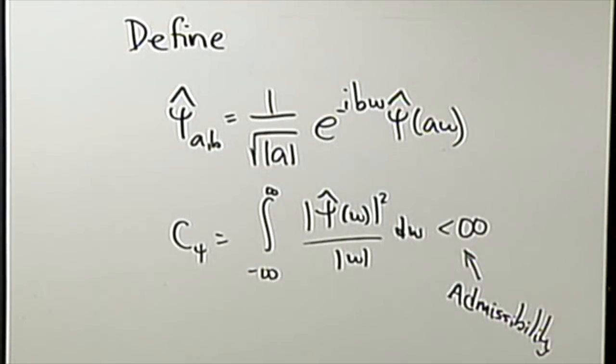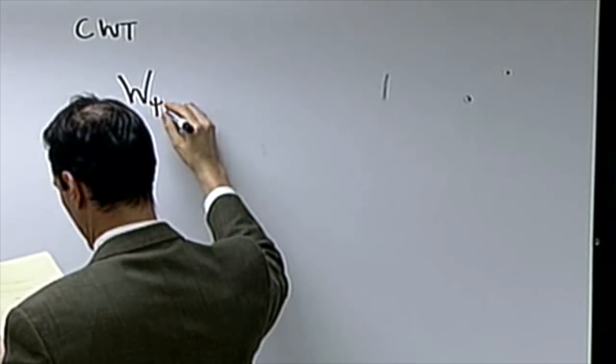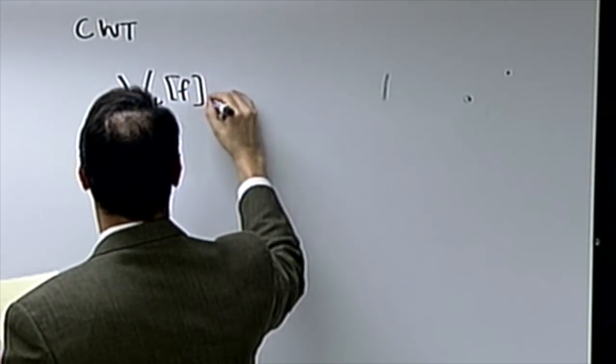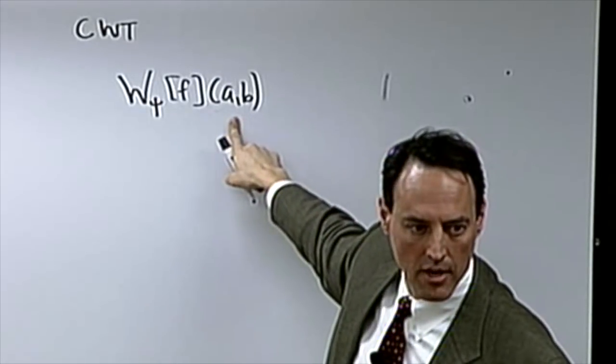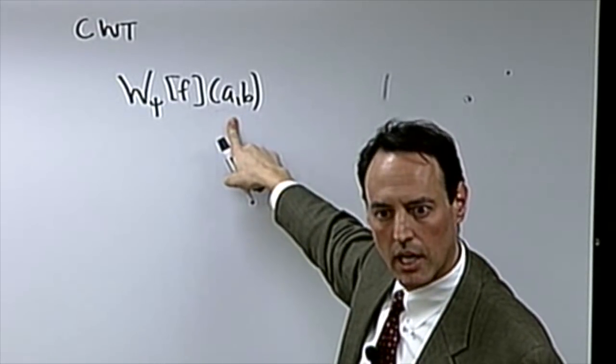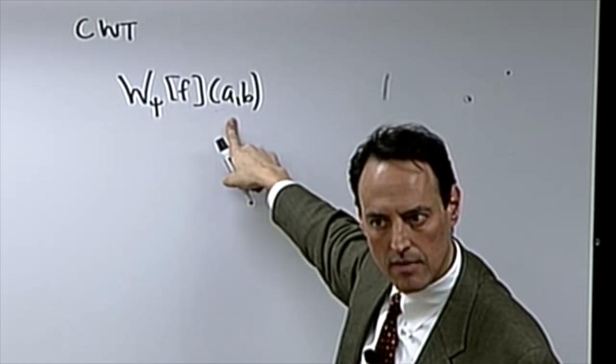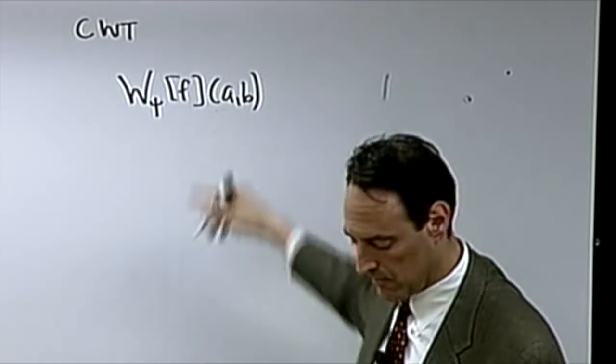I like that one. I don't want to erase that yet. Okay, so let's go and define the continuous wavelet transform, often called the CWT, for obvious reasons. And here it is. It's just something very simple. The wavelet transform of some function f, which is a function of a and b. There's the important thing: now a function of a and b. So I can understand how this function behaves as a function of my scaling and translation.